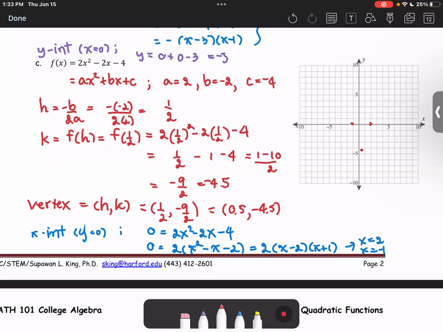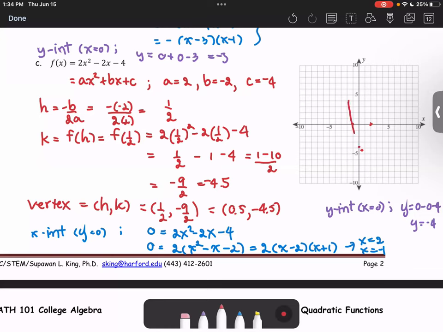If we want to look at the y-intercept to get a more precise graph, for the y-intercept x is 0. Therefore, y = 0 - 0 - 4, or y = -4. So y = -4 is the y-intercept.